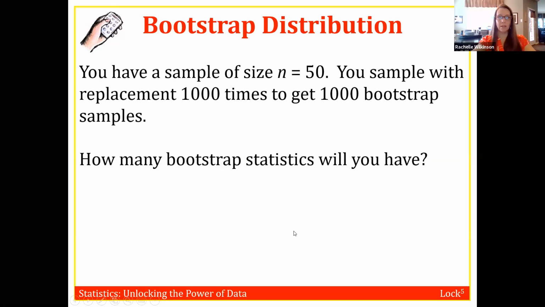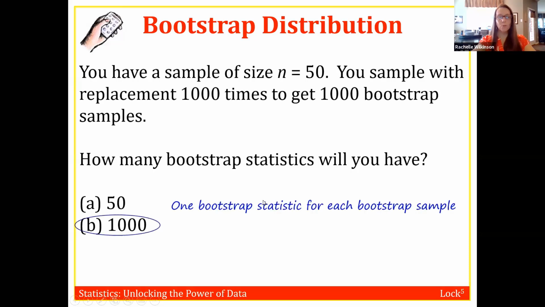Same scenario. This time we want to know how many bootstrap statistics you will have. Good. We're going to have one bootstrap statistic for each bootstrap sample. So if I took 1,000 bootstrap samples, then I'm going to have 1,000 bootstrap statistics. Remember that the sample size is different from the number of samples.